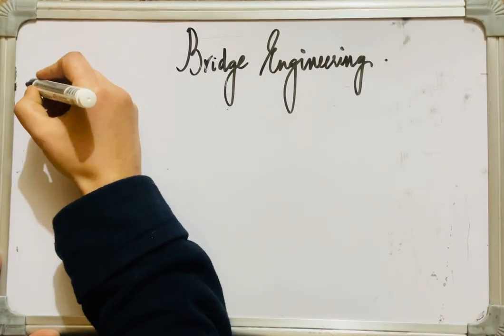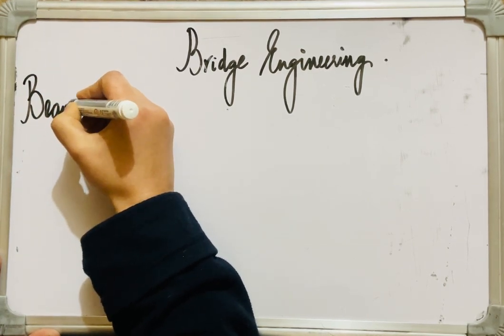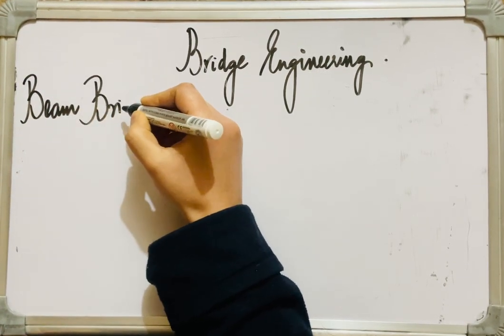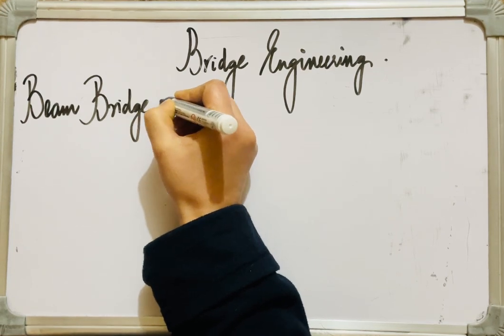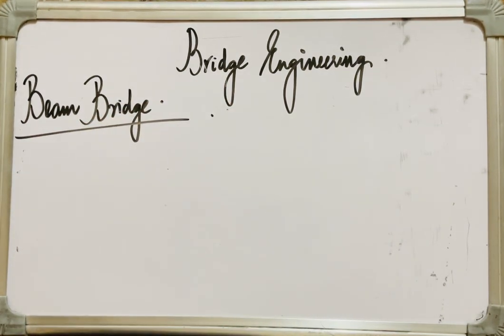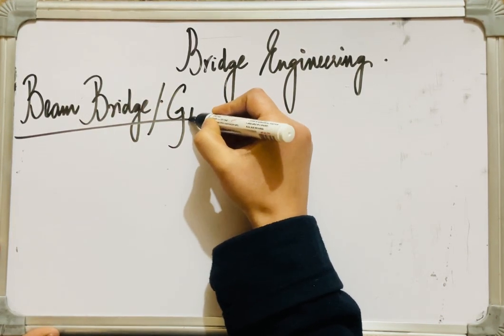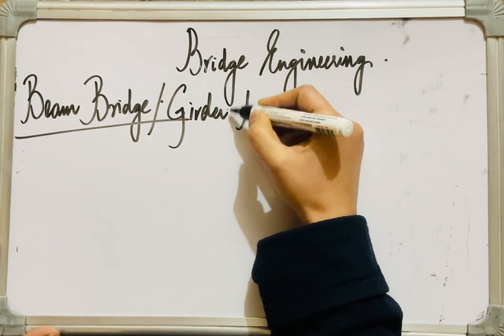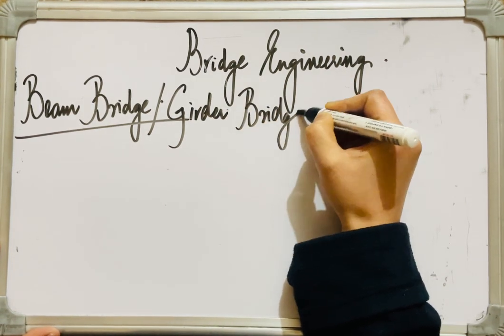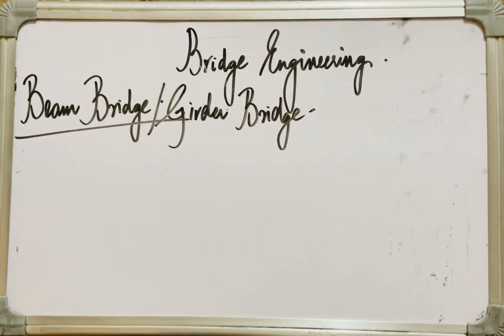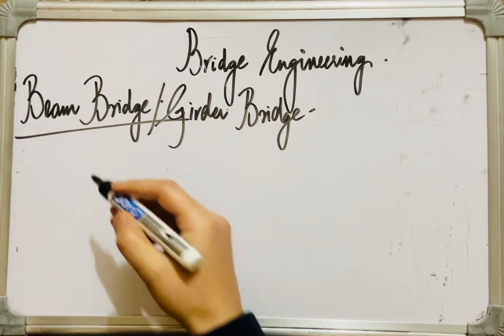First, we have a beam bridge. This is also known as a girder bridge, so we can write it as a beam bridge or a girder bridge. This beam bridge or girder bridge is the simplest type of bridge. And what do we need? In the most basic form, all that we need for making a beam or a girder bridge is that we need to cover the span with the help of a cross beam.